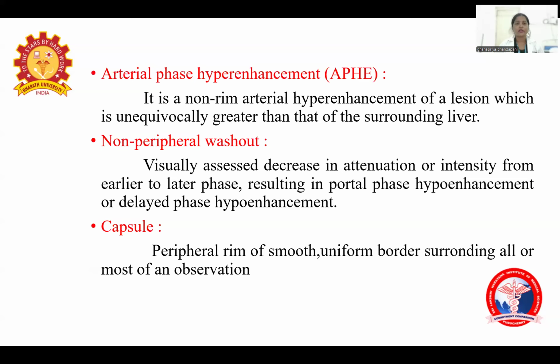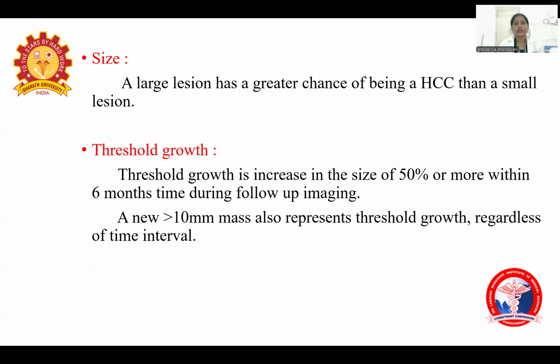Capsule will appear as a peripheral rim of smooth, uniform border surrounding all or most of the observation. Regarding the size of the lesion, a larger lesion has a greater chance of being HCC than a smaller lesion. Threshold growth is an increase in size of 50% or more within 6 months' time during follow-up imaging. A new mass lesion of more than 10 mm also represents threshold growth regardless of the time interval.